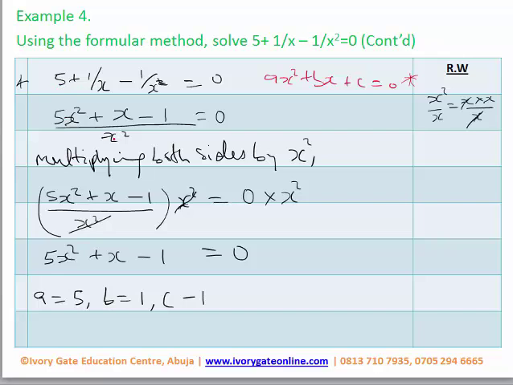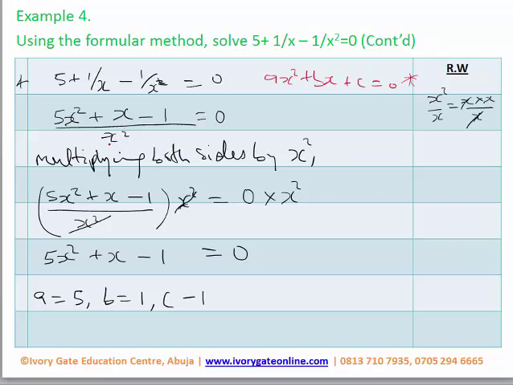Then here the x squared divided by 1 gives us x squared times 5. Then we have 5x squared plus x squared divided by x, we have that x is remaining, times 1, we have x, minus x squared divided by x squared is 1 times minus 1, we have minus 1 is equal to 0. Then that gives rise to this relation over x squared is equal to 0.